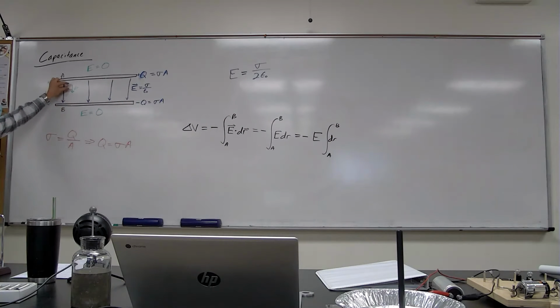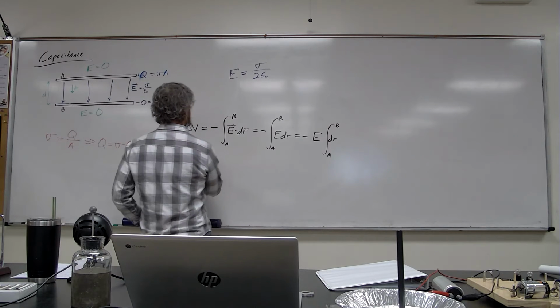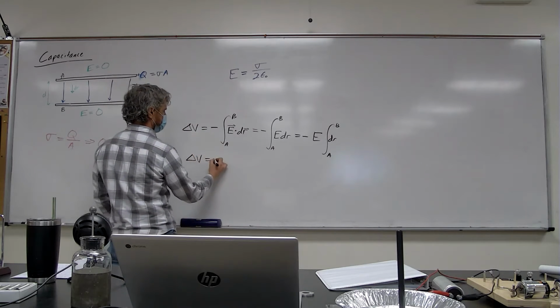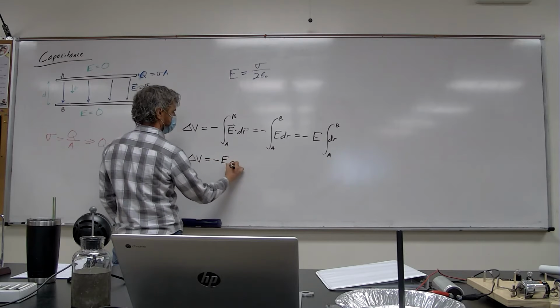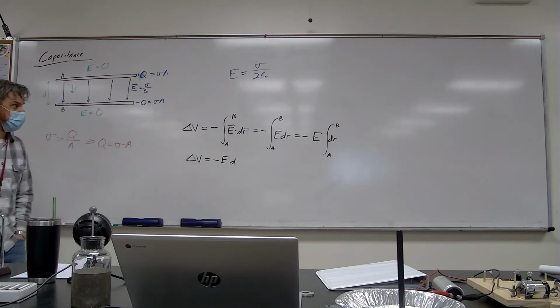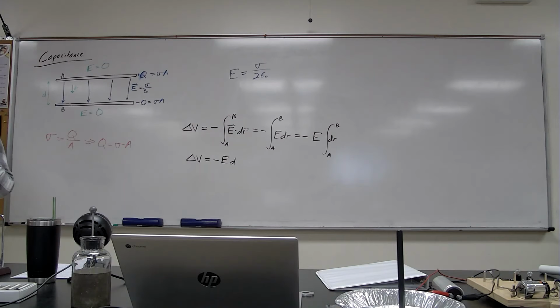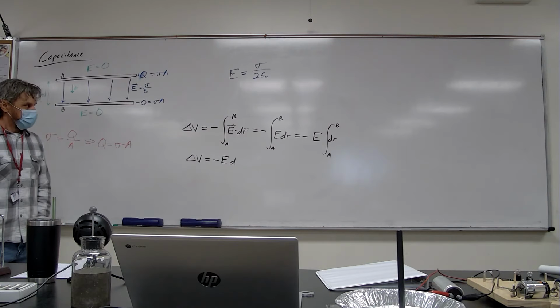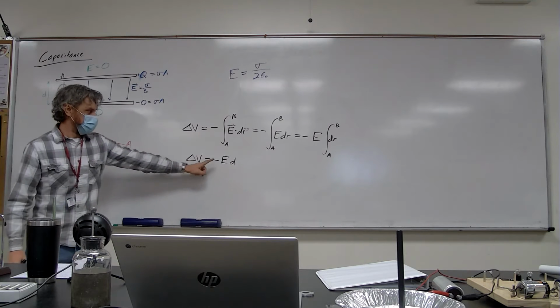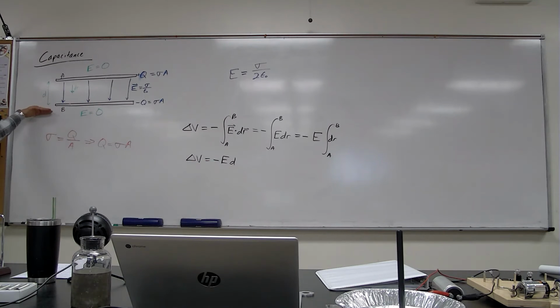When you integrate all these dr's, you just get the distance d, right? So you get that the potential difference between the two plates is equal to negative E, the electric field, times the distance separating the capacitor plates, d. And notice it is negative, right? My final potential is smaller than my initial potential. That's why that negative is there.